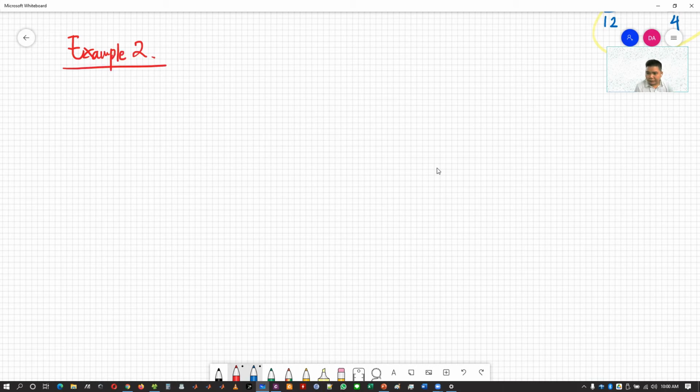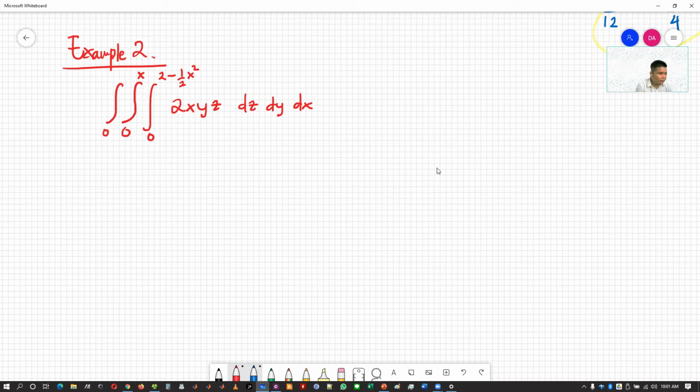Example 2, okay? I will try to write it down. The integral of 2xyz, bounded by dz, dy, dx. The boundary for z is from 0 until 2 minus a half x squared. The boundary for y is from 0 until x, and then x itself is from 0 until 2.